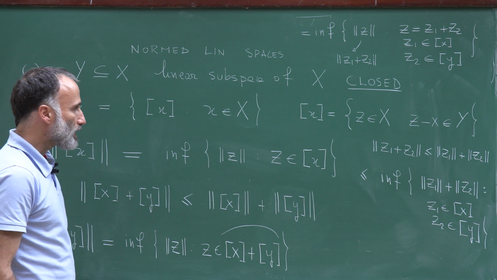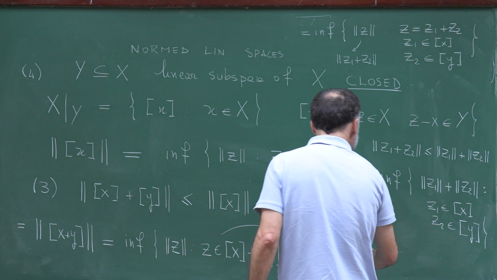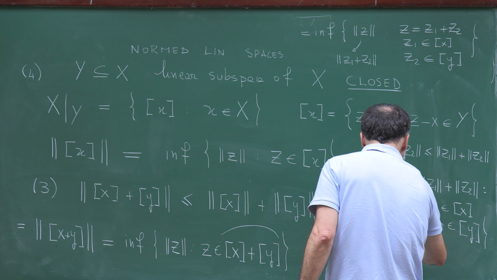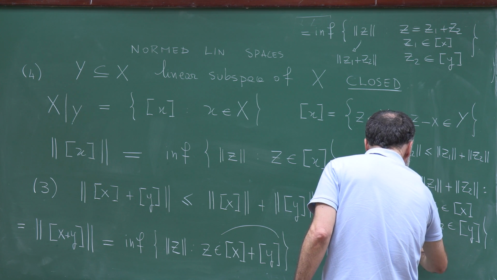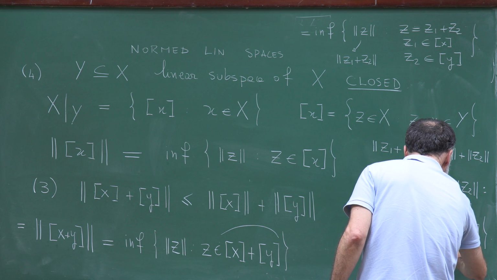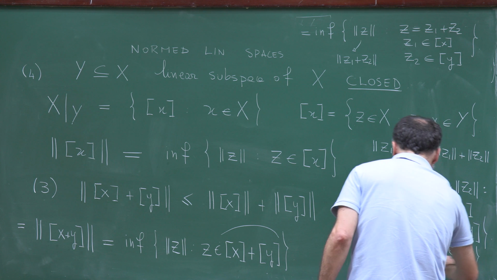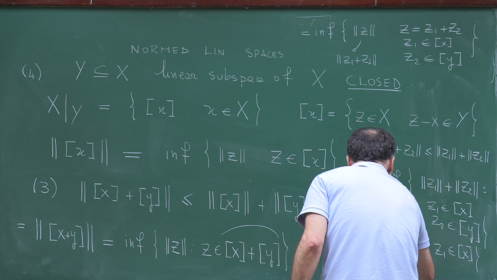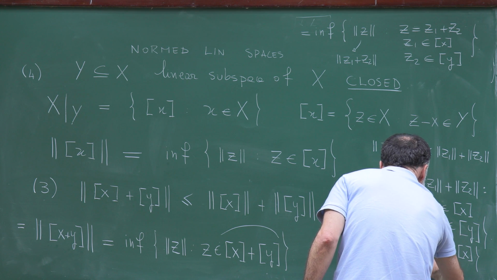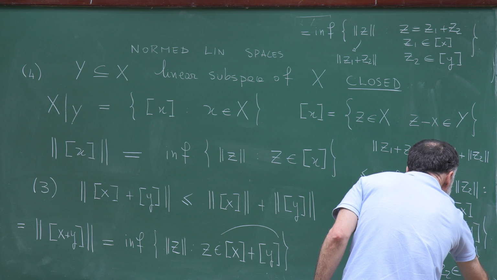And what I claim is that this is bounded by the infimum of the norm of z1, where z1 belongs to the equivalence class of x, plus the infimum over z of the norm of z2, where z2 belongs to the equivalence class of y.